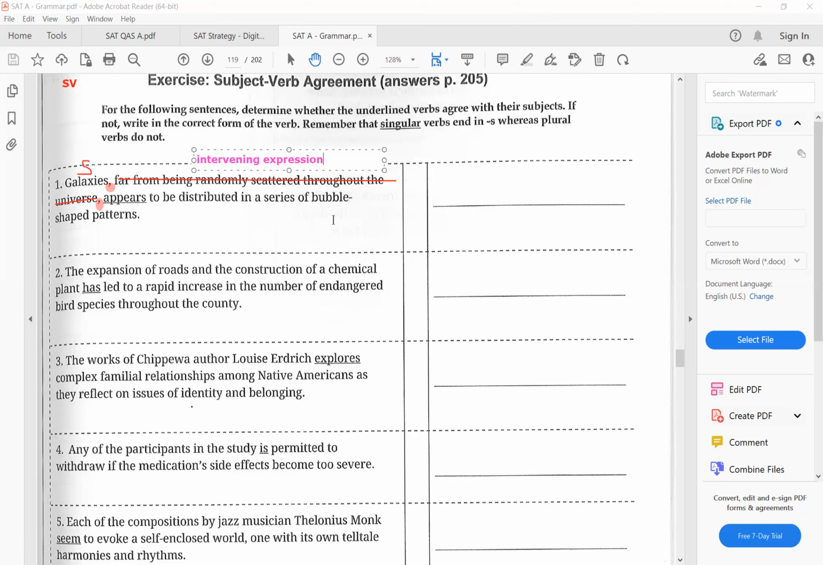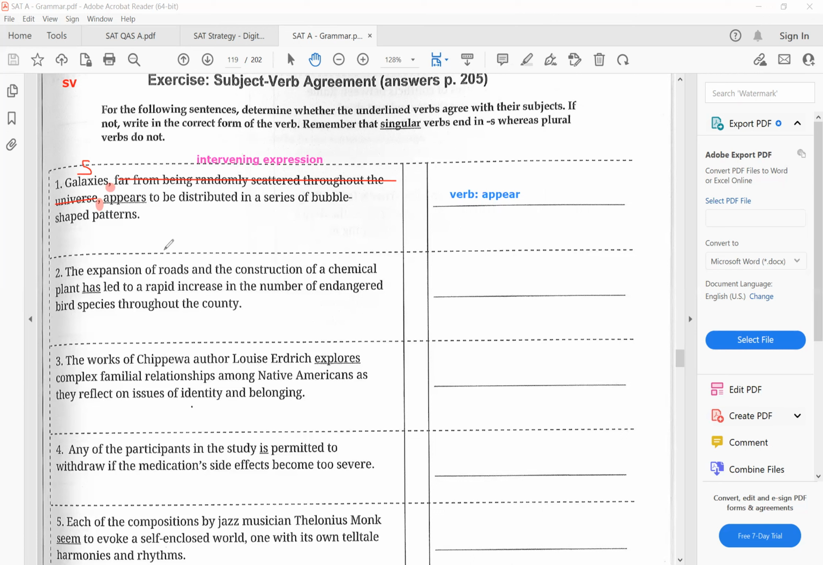Whenever you have intervening expression between your subject and verb, a lot of students get confused because there are so many nouns thrown in between, but you have to cross them out. And then you would know that, hey, there is a mistake here because galaxies is plural. So my verb has to be appear instead of appears. All right. And the second one is the same thing.